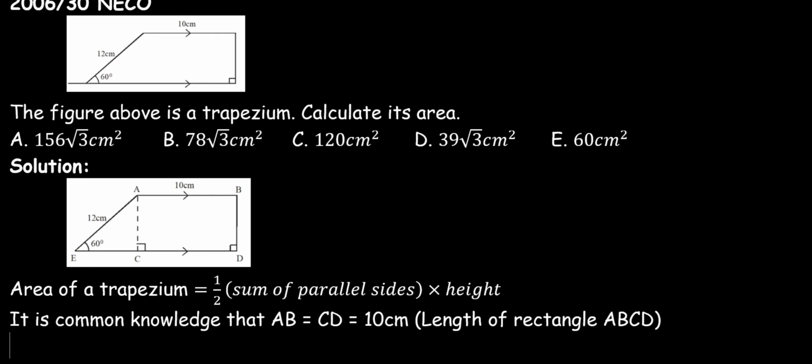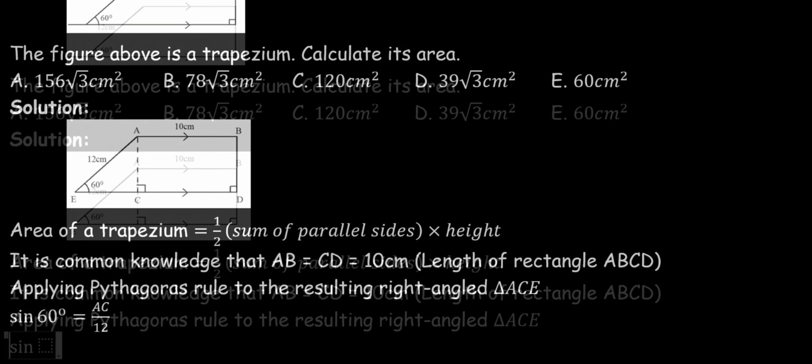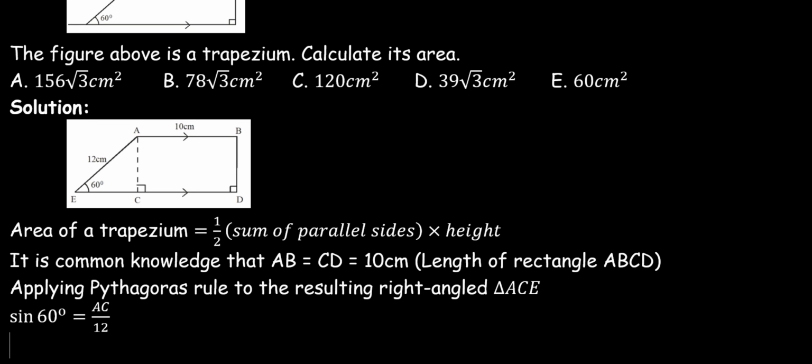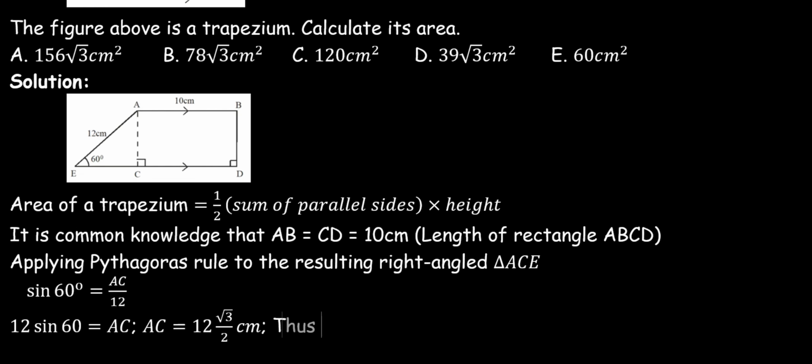Applying Pythagoras rule to the resulting right angle triangle ACE, sine 60 degree is equals to AC over 12, using our SOHCAHTOA, opposite over hypotenuse. Simplifying, we have 12 sine 60 will be equals to AC. The result is AC is equals to 12 root 3 over 2 centimeter, which is the same as 6 root 3 cm.